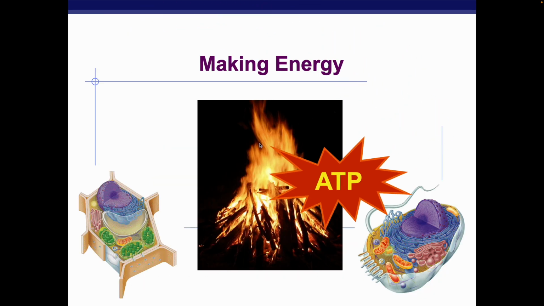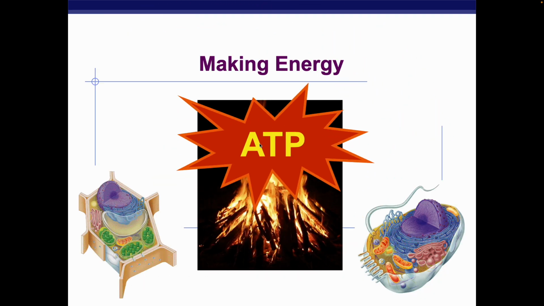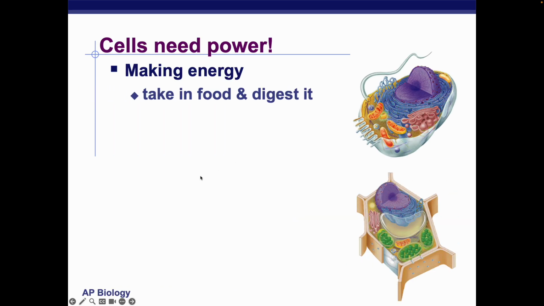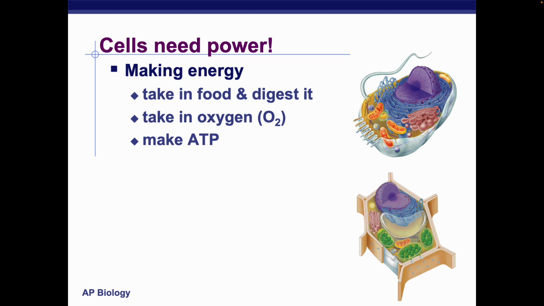Making energy. So ATP, adenine triphosphate, is our primary form of energy in the cell. Cells need power, so they take in food and digest it. They take in oxygen and they make ATP, and this is mainly done by the mitochondria.